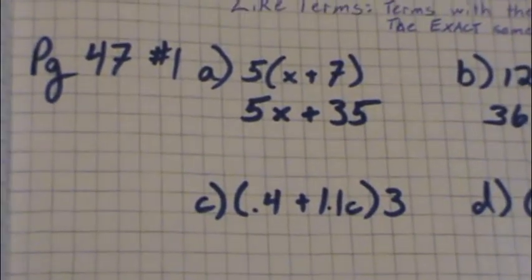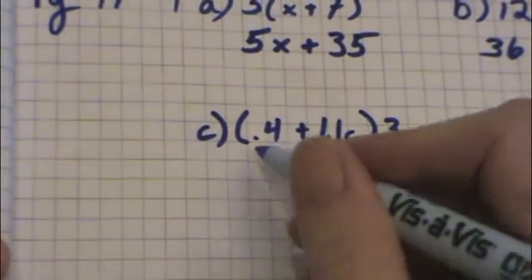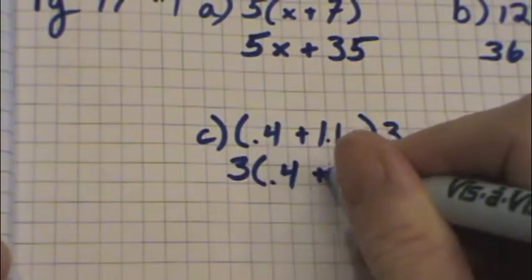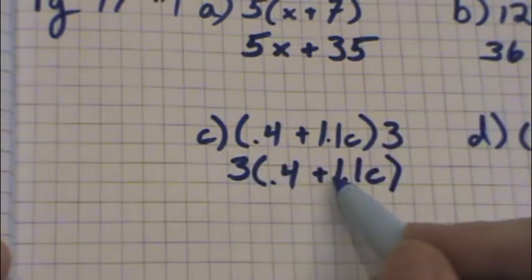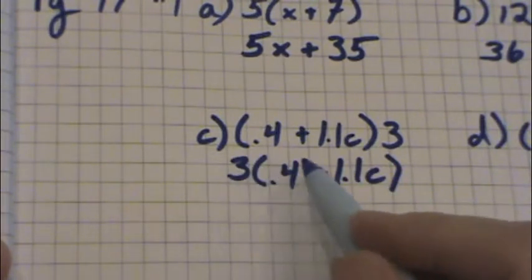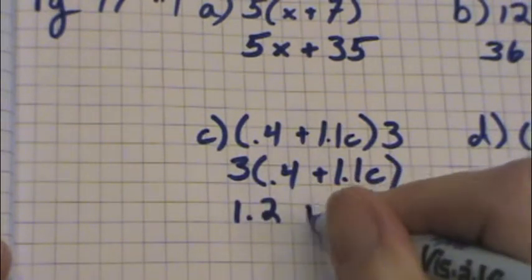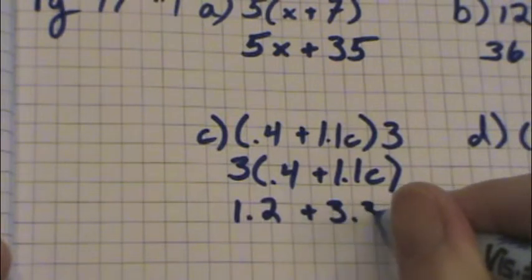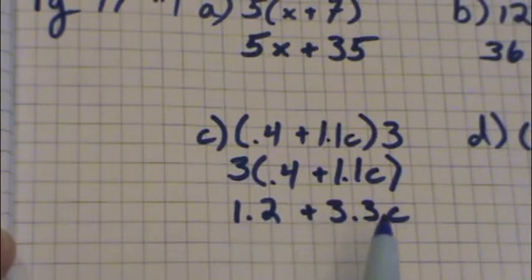Letter C, decimals. For some reason, this always looks backwards to me, so when I'm doing problems like this, I usually rewrite it and put the 3 in front, times 0.4 plus 1.1c. So we're going to distribute the 3 times 0.4 and times 1.1c. 3 times 0.4 is what? That's right, 1.2. Plus 3 times 1.1 is going to give us 3.3c. And that's as much as we can simplify it. We can't add these because this one has a c and we don't know what c is worth.